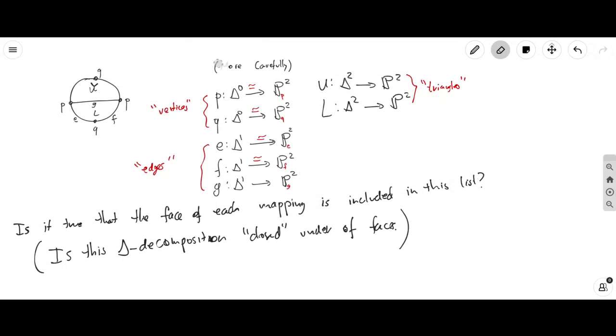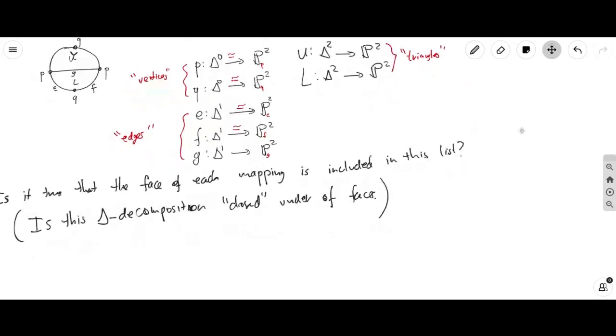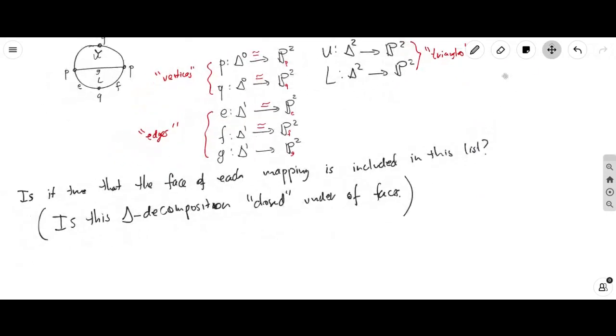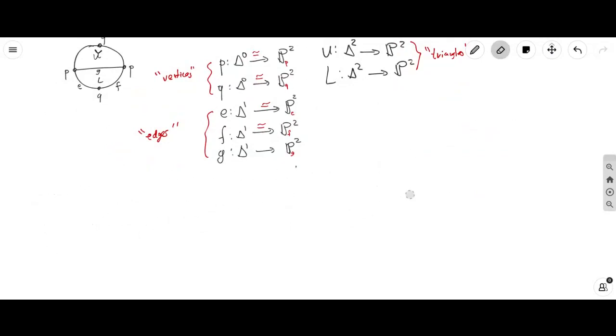So what's the point of all of this? So this is coming from Allen Hatcher. So here is the main idea of why we're doing this. So behold, P and Q are zero chains in P2. So recall the definition of a zero chain. A zero chain, by definition, is a mapping from the zero simplex into your space.